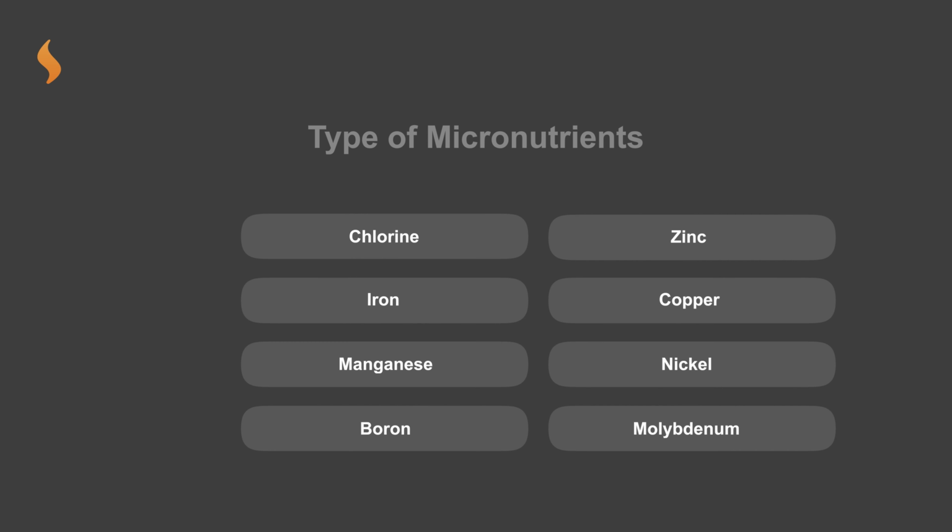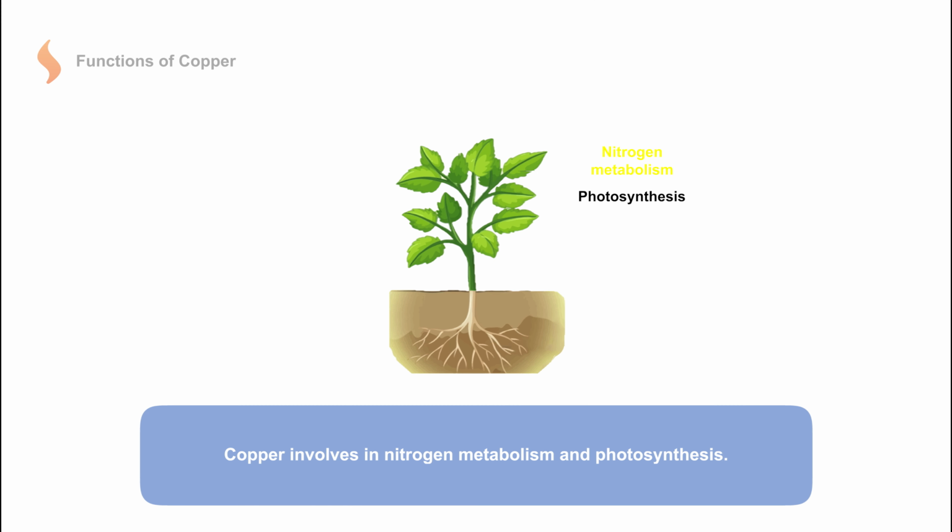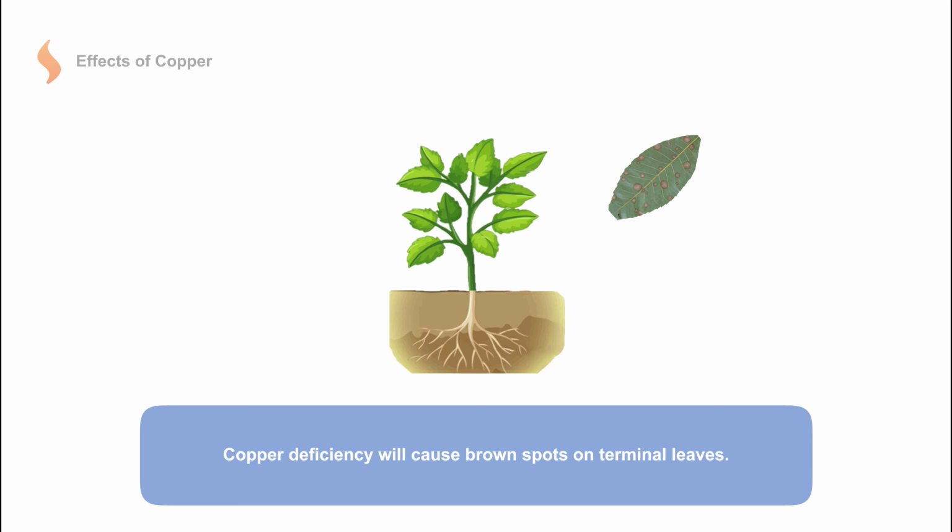Now, let's look into the type of copper. Copper is involved in nitrogen metabolism and photosynthesis. It is important for growth, reproduction and flower formation. Copper deficiency will cause death of the young shoot apex. It will cause brown spots on terminal leaves. It will cause plants to become stunted.